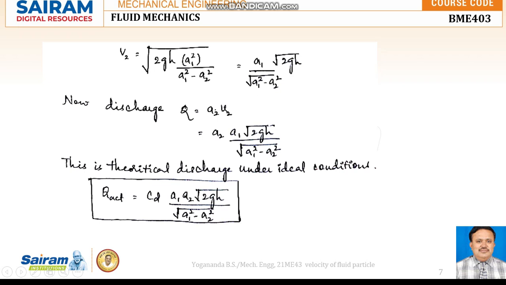So finally we have the theoretical discharge under ideal conditions as CD into A1 A2 square root of 2GH divided by square root of A1 square minus A2 square. So this is the discharge equation. So Q is equal to CD into A1 A2 square root of 2GH divided by square root of A1 square minus A2 square. Thank you, friends.